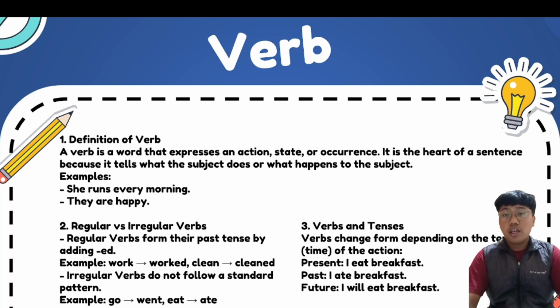Okay, there are two types of verbs: regular and irregular verbs. Regular verbs form their past tense by adding ed. For example, walk becomes walked and clean becomes cleaned. And irregular verbs do not follow a standard pattern. And for example, go becomes went and eat becomes ate.